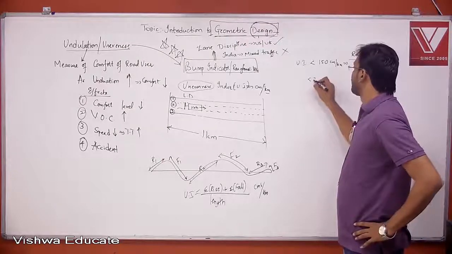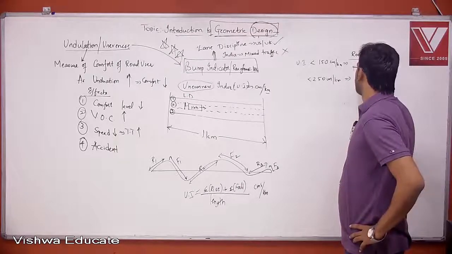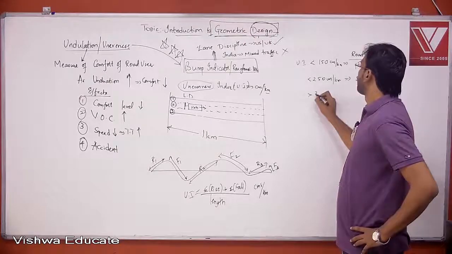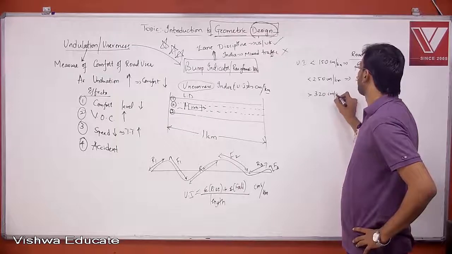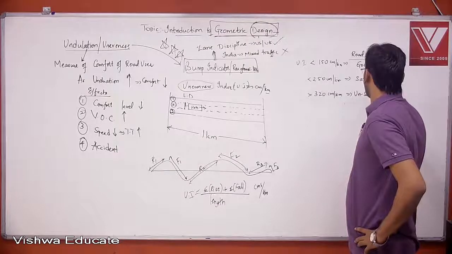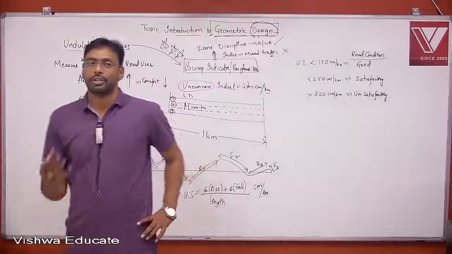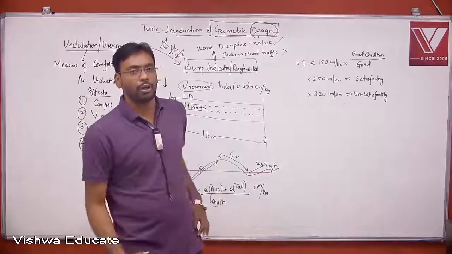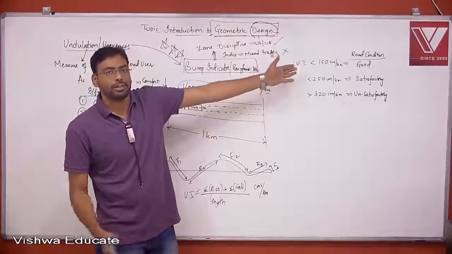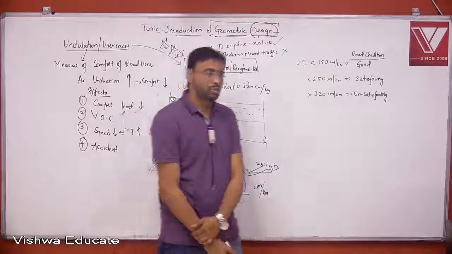And if it is less than 250 centimeters per kilometer, the road condition is said to be satisfactory. And if it is more than 320 centimeters per kilometer, the road condition is unsatisfactory. So that is how you say the comfort of a particular road, whether it is operating good or not. You can say by calculating the unevenness index and by comparing that value with these limits, right? So please note this down.